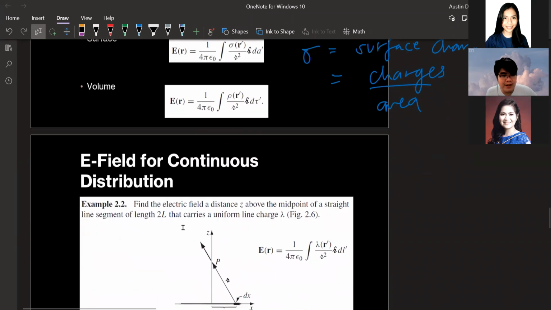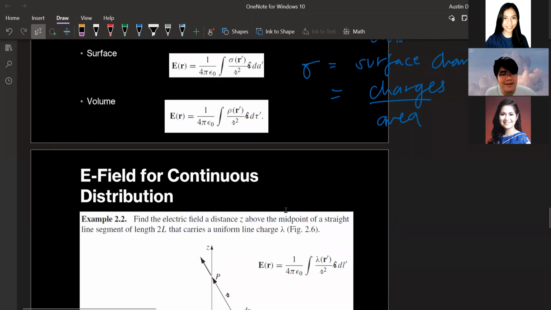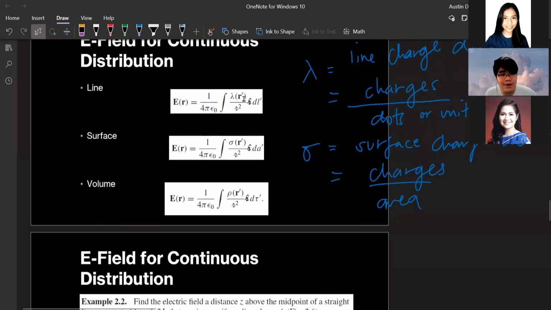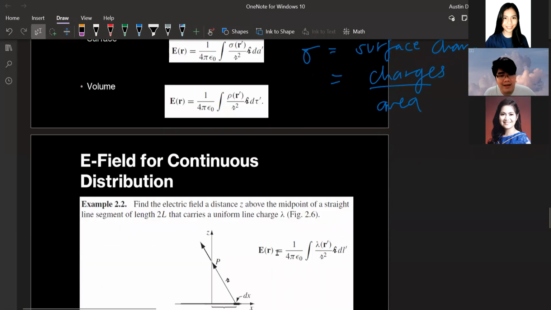we have an example here. Find the electric field at distance z above the midpoint of a straight line segment of length 2L that carries a uniform line charge lambda. Okay, uniform line charge lambda. That means yung lambda mo is just constant. You can take it out of your integration.